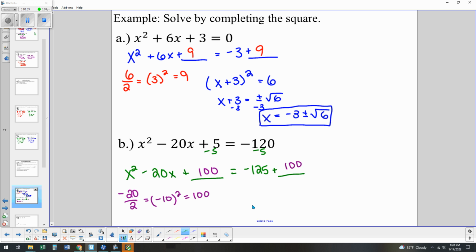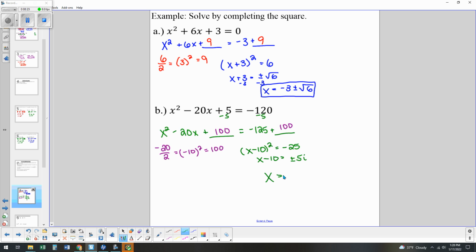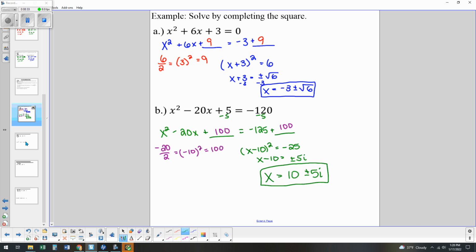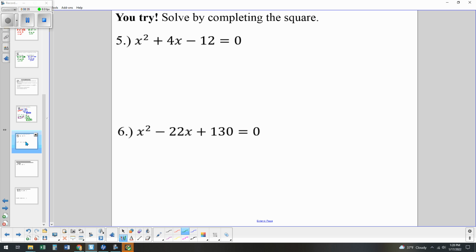So the left side can be factored to become x minus 10 squared, and the right side, negative 125 plus 100, is negative 25. So if I take the square root of both sides, x minus 10 equals plus or minus square root of negative 25 is 5i, and then we'll add the 10. Not like terms, so I can't do anything with it. And that's my answer. So you can go ahead and try these two, pause it, and then you can check your answers.